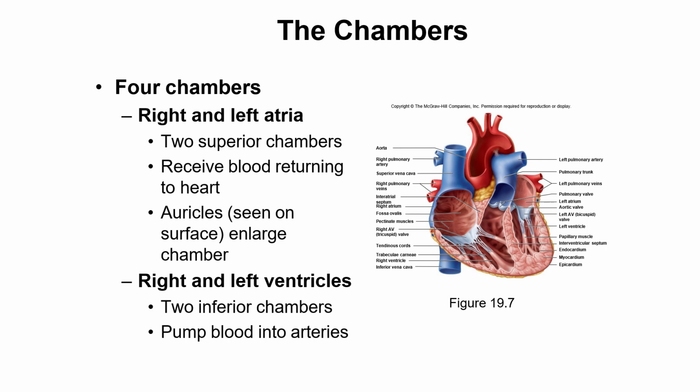Now, covering the atria, you're going to see these structures called auricles. An auricle is a small ear-shaped pouch that extends from each atrium of the heart. And so there's one auricle attached to the left atrium and there's one attached to the right atrium. These structures help increase the capacity of the atria, allowing them to hold more blood. They also play a role in helping blood flow smoothly into the ventricles.